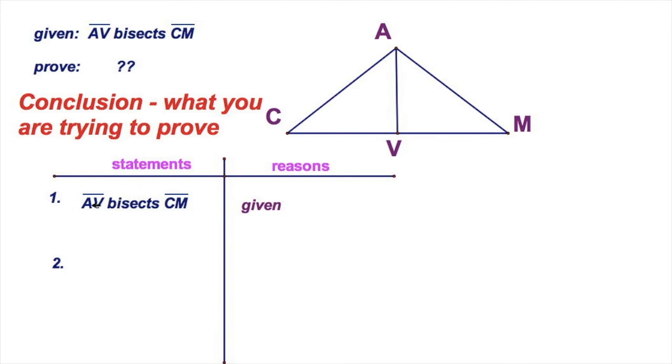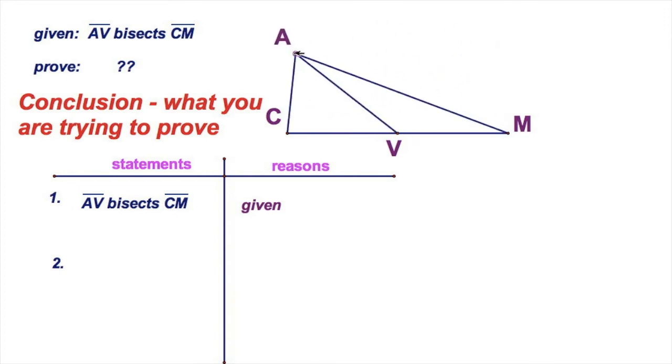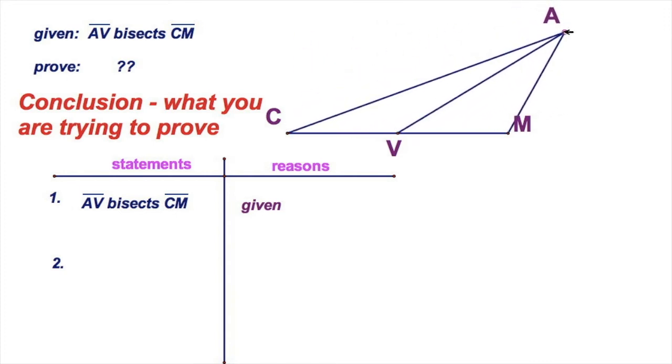But here's the thing. AV is what? It's a segment. And CM is a segment. All the rest of this, you don't know anything about it. This diagram is the same as this one, or this one, or this one. All you know is that this segment bisects this segment. Put in your tick marks and the truth comes out.